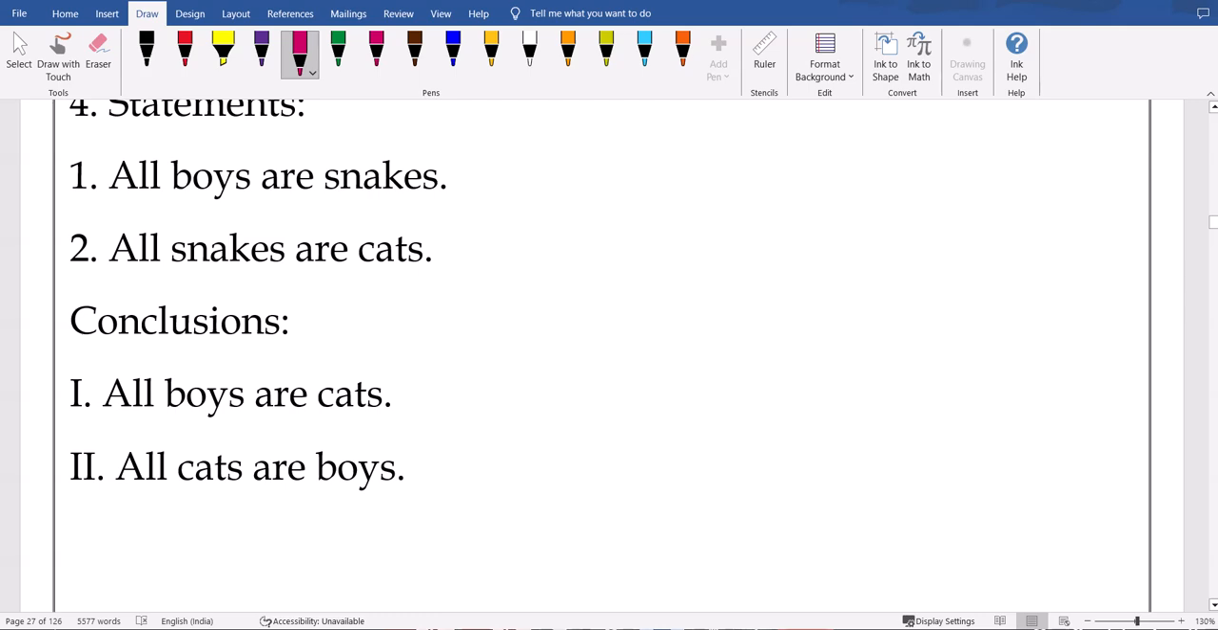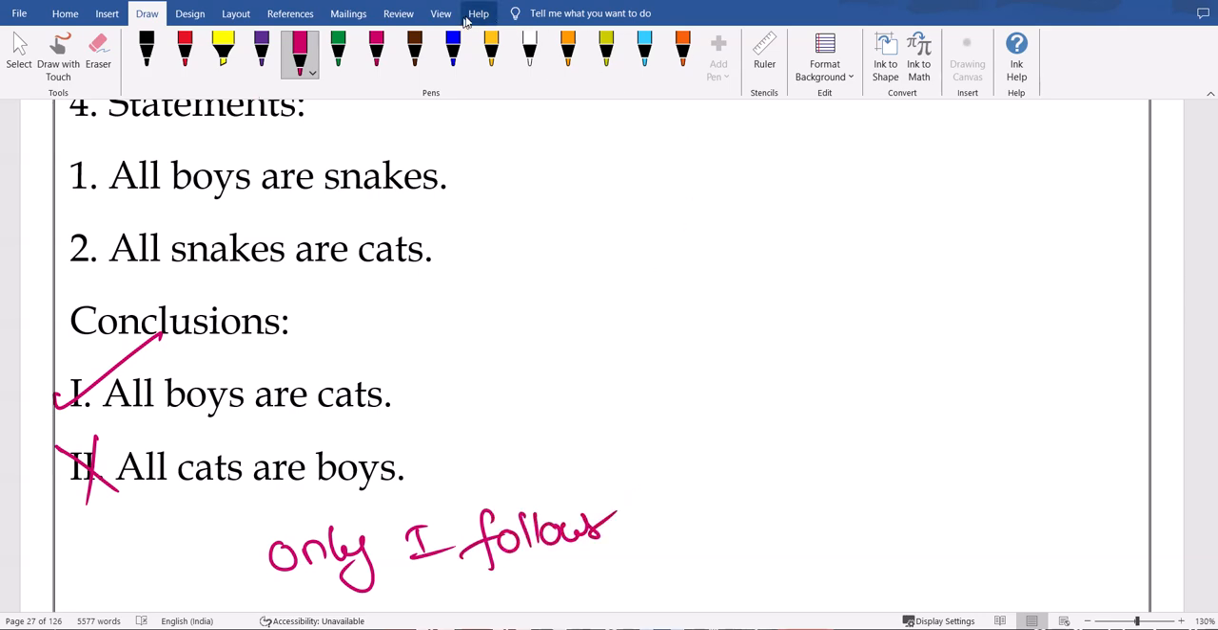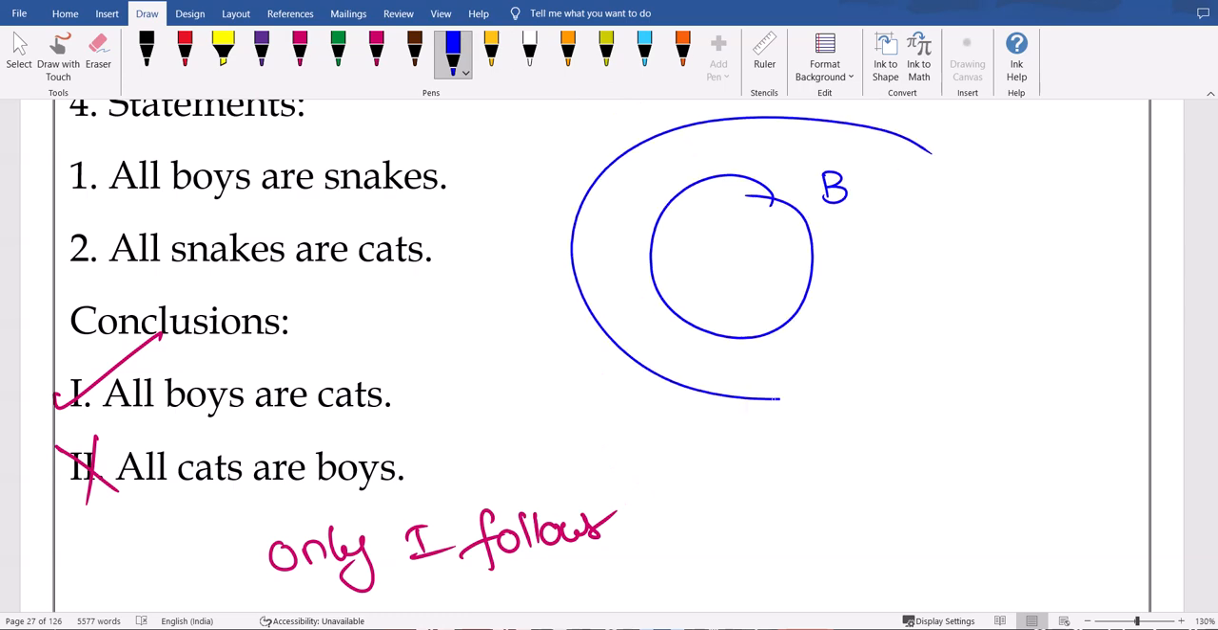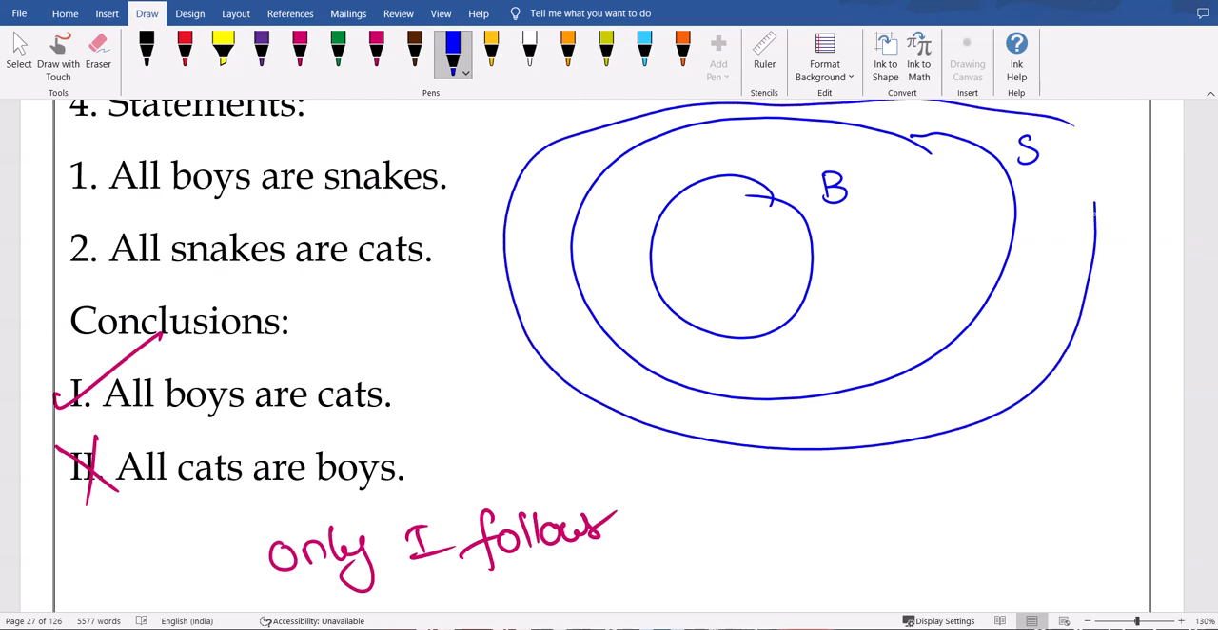And this is an easy one, what's your answer? Only one follows. Fourth question, only one follows. All boys are snakes. Okay, we'll agree. So all snakes are cats. At least they're referring with some. Fine, now all boys are cats, but this is a cat area which is not inside the boy. So the second one fails.